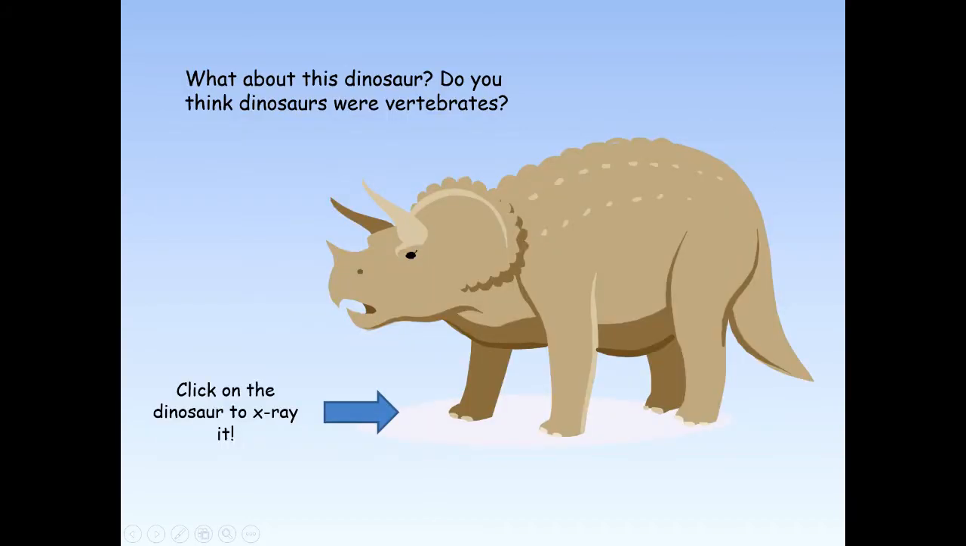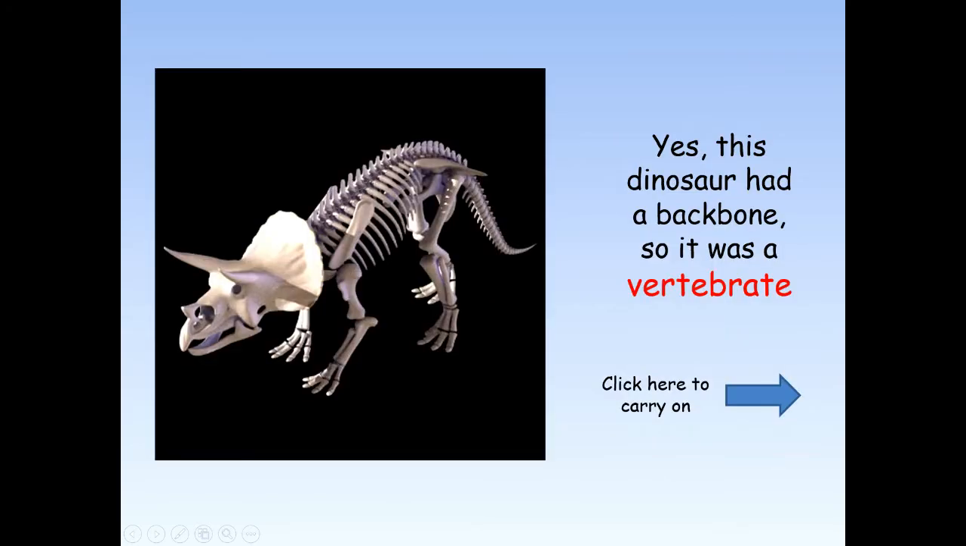What about dinosaurs? Dinosaurs obviously lived a long, long time ago. And if you've ever been to a history museum, maybe you've seen some fossils of dinosaurs. Do we think fossil dinosaurs were vertebrates? Have a look and put our dinosaur through the X-ray machine. Of course, dinosaurs were very, very large and they had very many bones, huge bones, with, of course, a very strong backbone. So, of course, dinosaurs were vertebrates.